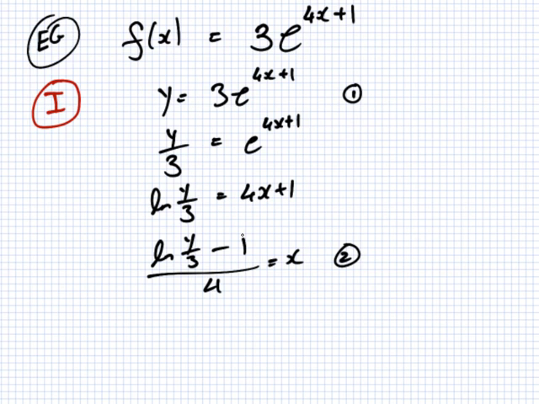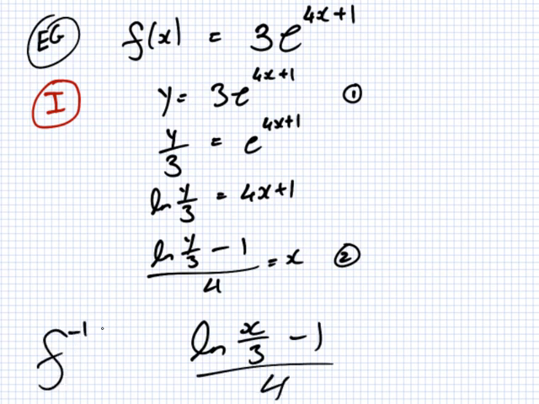Change x and y. Yeah, you swap x and y. So here you get log(x/3) over 4 minus 1 over 4. That is the inverse function. This is the function that will cancel the original function. Why is that magical?